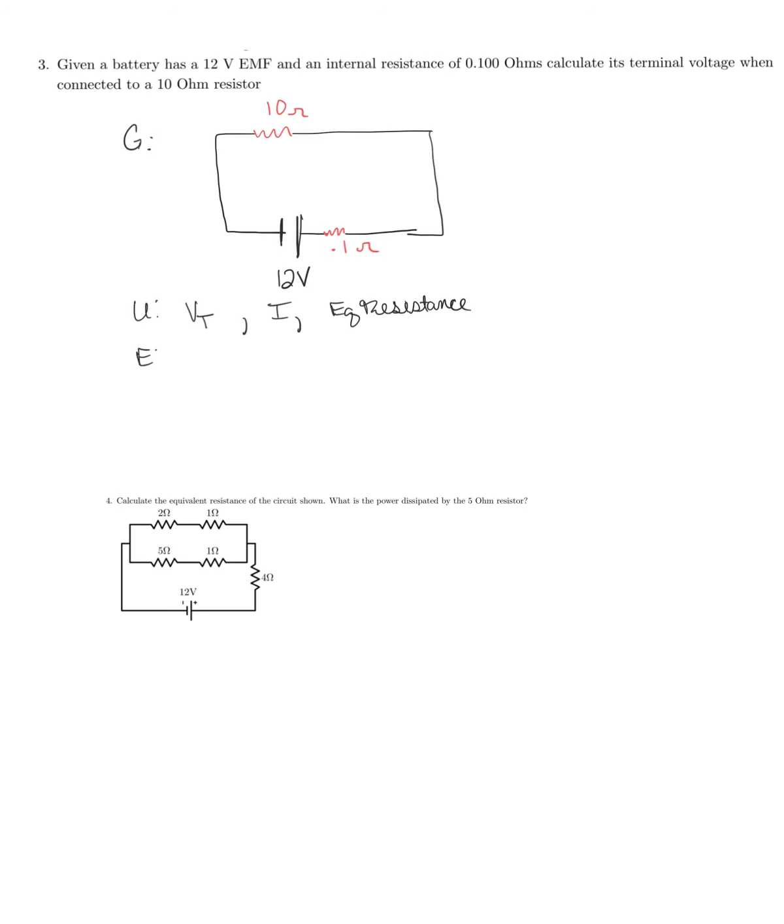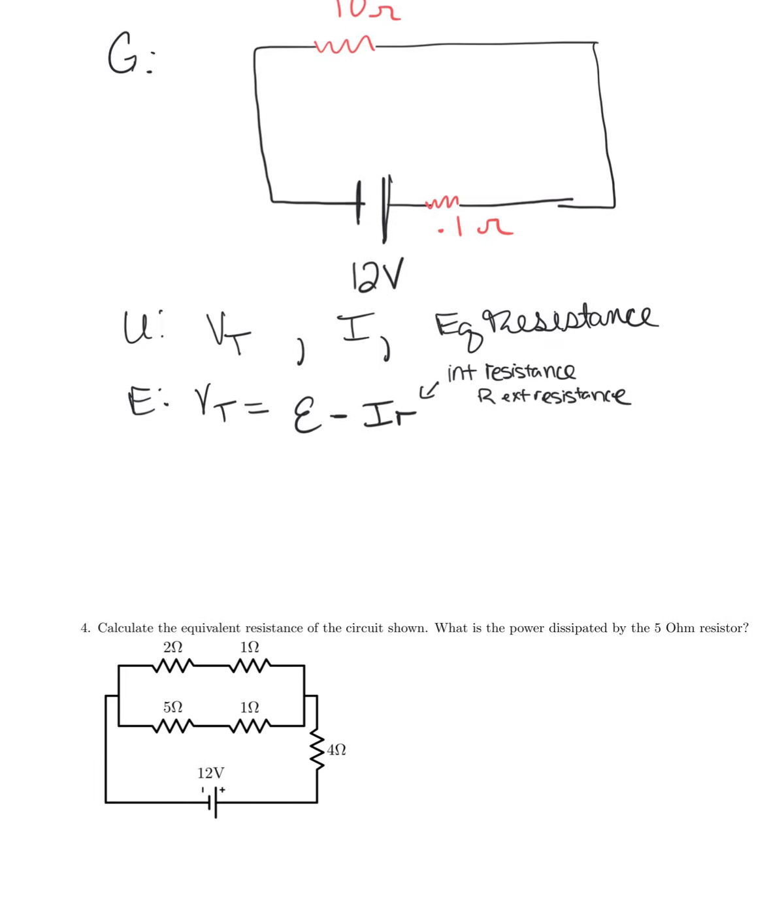Okay, so we know that terminal voltage is equal to EMF minus current times internal resistance. A little r is internal resistance, and a big R is going to be external resistance. Just a little side note. And, all right, let's see here. We know that I equals EMF divided by R total, or R equivalent.